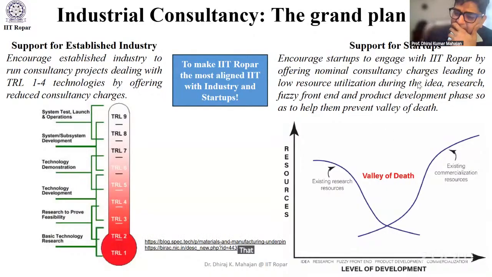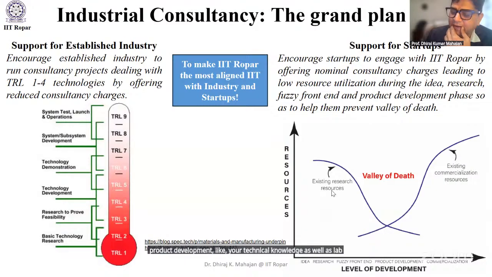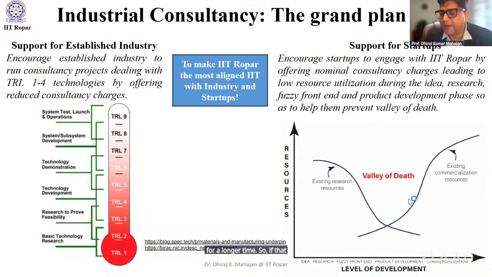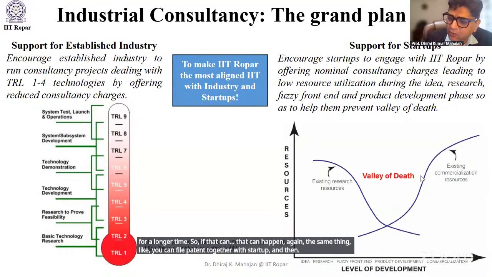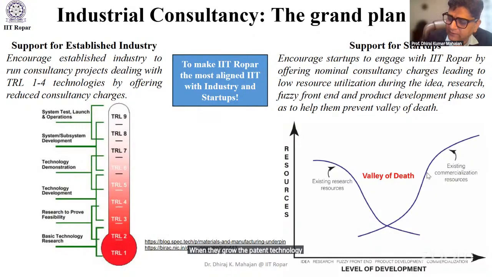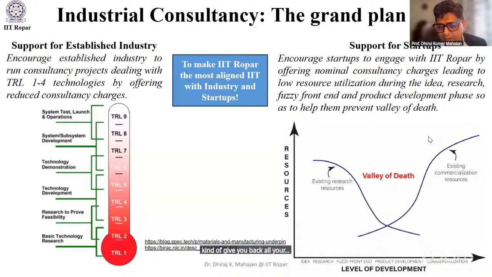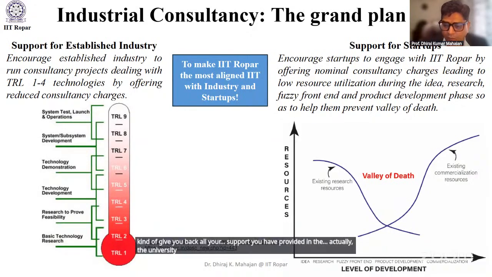But my idea is that if we can offer startups joint product development, with your technical knowledge as well as a lab where product development can happen in a consulting mode, then we can bring the cost down so that they can survive the valley of death for longer. Again, you can file a patent together with the startup, and when they grow, the patent technology transfer can happen to the startup, and they will give back all the support the university has provided. So these are different modes we can work with, both established industry as well as startups.